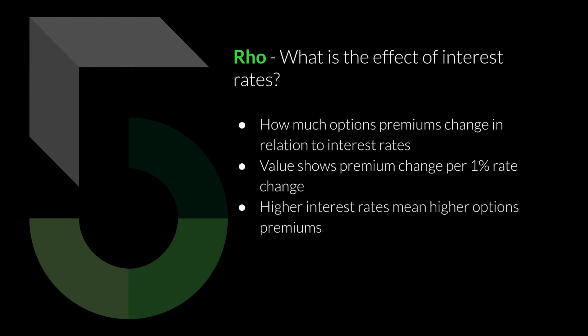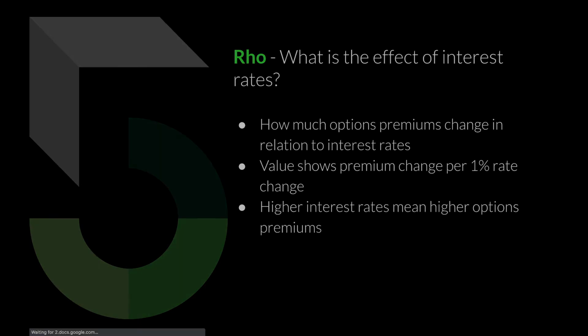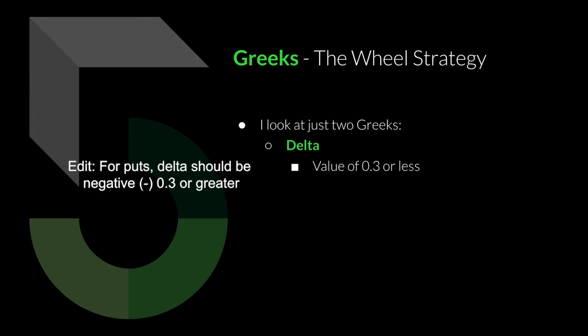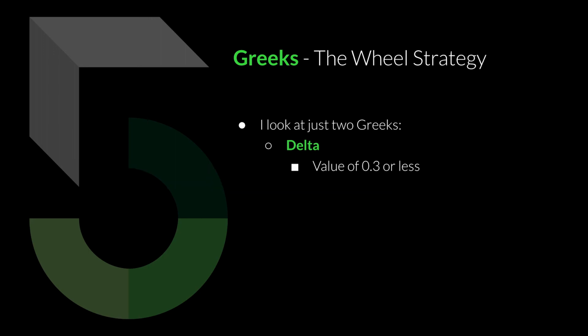This one I don't use as much, and other people may, but of these 5 Greeks, there are really only 2 that I look at when I trade the wheel strategy. And these 2 are delta, because I'm looking for a value of 0.3 or less. As an option seller in the wheel strategy, I want the options to expire worthless, or at least I want the options to decay enough over time that they're going to be out of the money when I purchase them back or when I let them go until expiration.